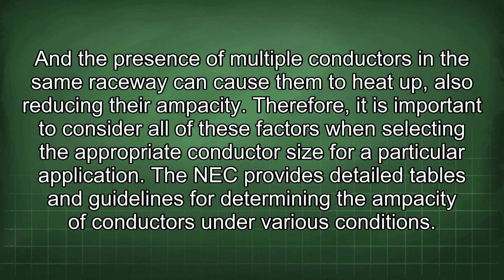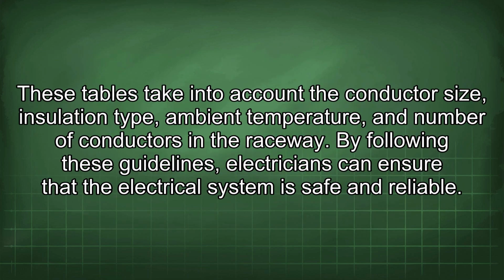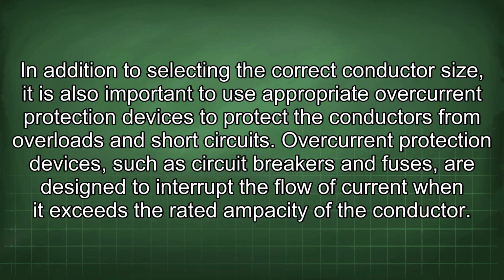The NEC provides detailed tables and guidelines for determining the ampacity of conductors under various conditions. These tables take into account the conductor size, insulation type, ambient temperature, and number of conductors in the raceway. By following these guidelines, electricians can ensure that the electrical system is safe and reliable. In addition to selecting the correct conductor size, it is also important to use appropriate overcurrent protection devices to protect the conductors from overloads and short circuits.